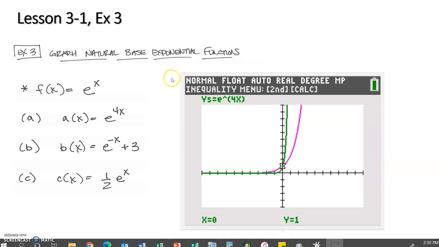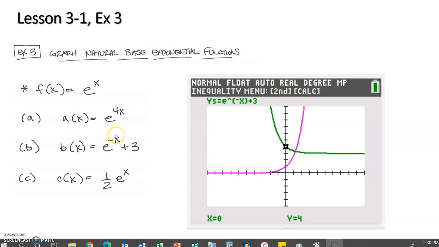So what happens with e to the x? Now the magenta line is e to the x. We're going to use this as our parent function. So what happens when I put a 4 in front of that x? Well, as you would expect based off past lessons, it tightens it up, because if I plug in a 1, instead of just taking e to the first, I'm now taking e to the fourth. And so that f of x value, or in this case a of x, is going to be a larger and larger number. What happens if I make it a negative x and then plus 3?